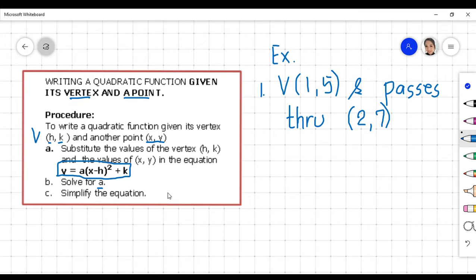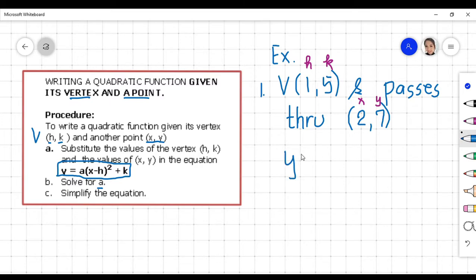So, first example, we have the vertex 1 and 5. So, this is found in your SLA material. Vertex 1 and 5. So, ito yung H natin. And this is our K. Tapos, yung point 2, 7, isa siyang point ng ating parabola. Or our graph passes to the point 2, 7. So, yung 2, 7, this is your X, and this is your Y. So, ang gagawin natin, isa-substitute natin yan to the equation.